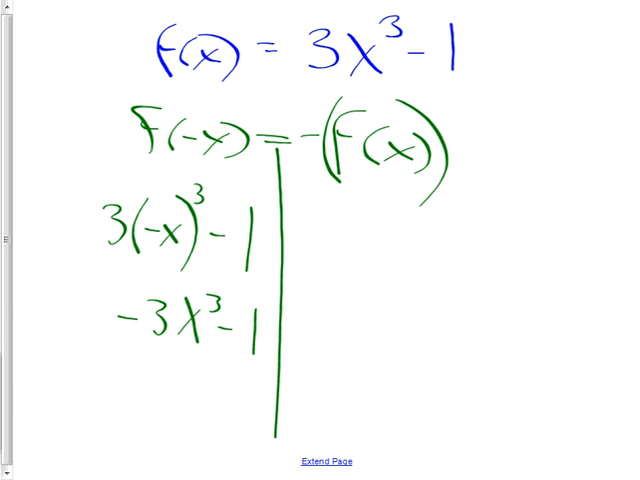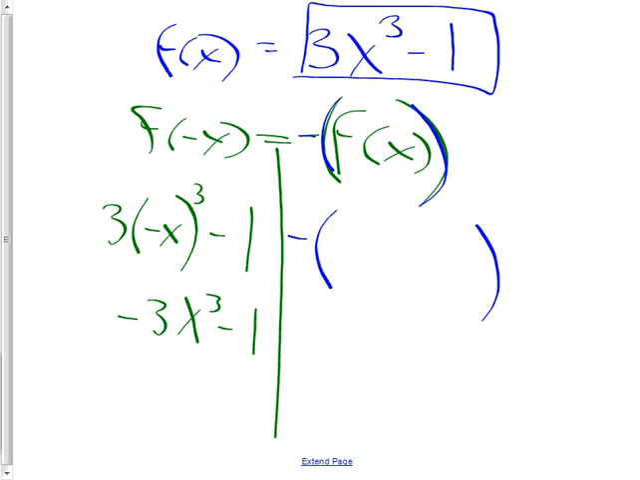On the other side, I do negative of f of x. So negative parentheses, and what do I drop in there? F of x. And what is f of x? It's this whole thing. I'm going to drop that in right here, and there's a negative in parentheses in front of it. So that means I do negative of both parts. You can't just put a negative on the first number. You got to do negative of both parts. Do you get how that becomes negative 3x cubed? And the negative times the negative makes that positive 1.